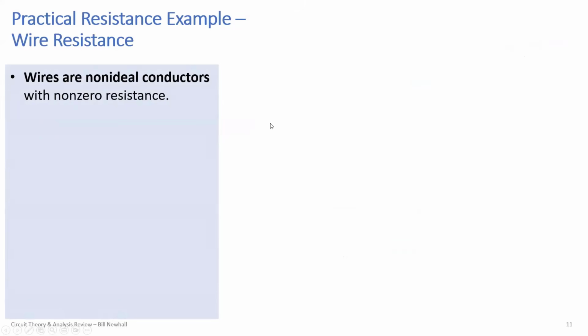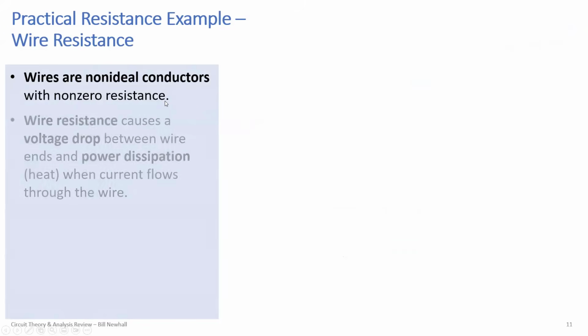Wires and breadboards are non-ideal conductors, which means they have non-zero resistance, right? They don't have infinite conductance. Wire resistance causes a voltage drop between the two wire ends. So depending upon where you measure voltages in a circuit, you might see different voltages because of the voltage drops across wires, and power dissipation occurs when current flows through a wire, right?